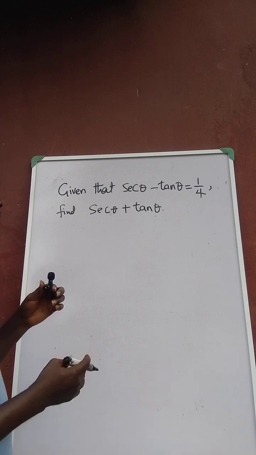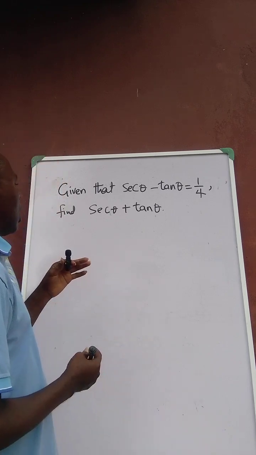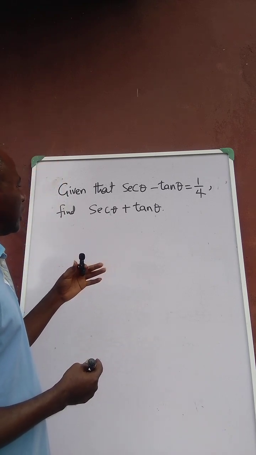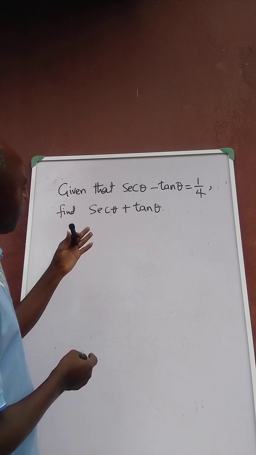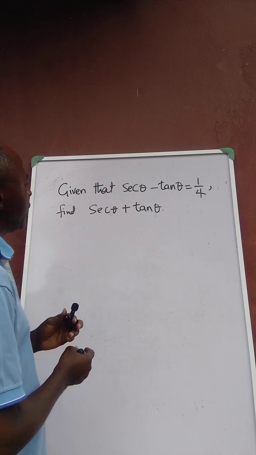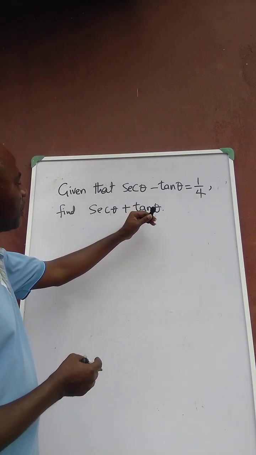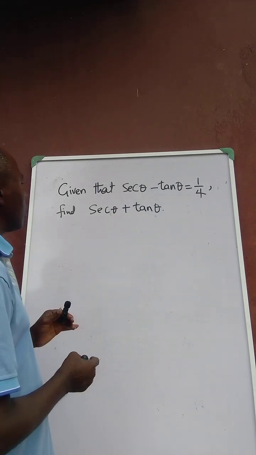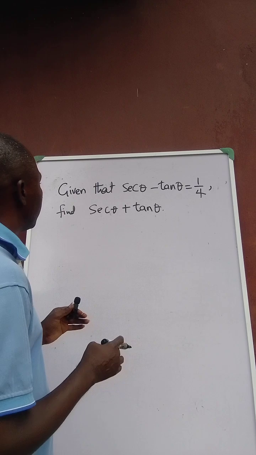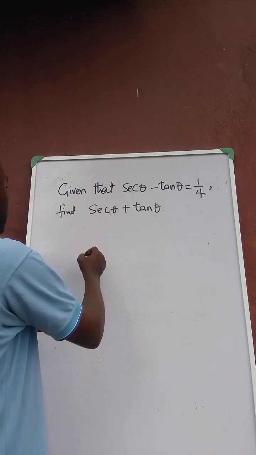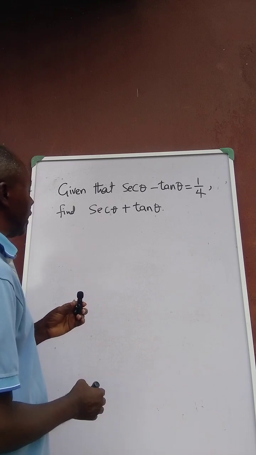In order to solve this trigonometric question, we must remember some trigonometric identities. If you inspect the question closely, you will realize that we have sec and tan. These are the only two trig functions we have in the question. So there are some trigonometric identities that we'll be using here.